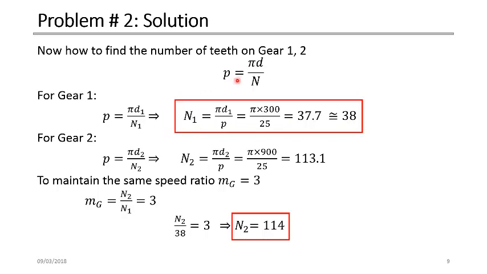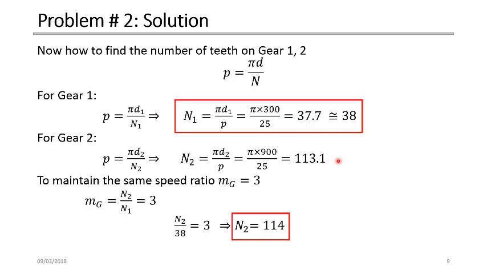Then we can use the same equation. The circular pitch is equal to pi D2 divided by N2, where N2 is equal to pi D2 divided by P. P is given as 25. D2 was calculated as 900, so we're getting here 113.1. Though we cannot just take this number and assume that it has to be an integer, we can't take it as 113 or 114 straight away.